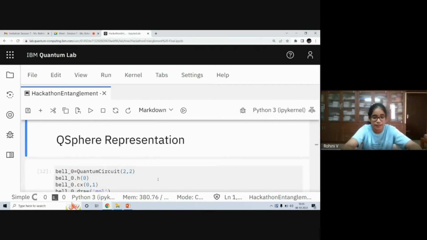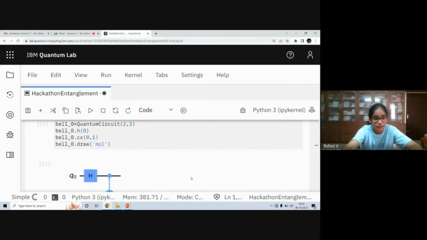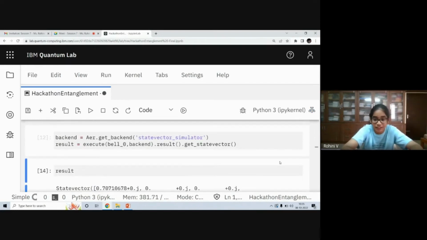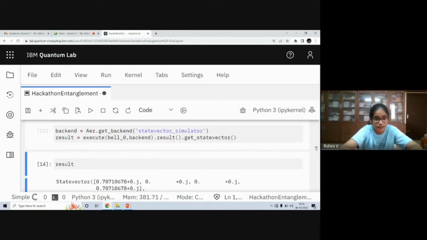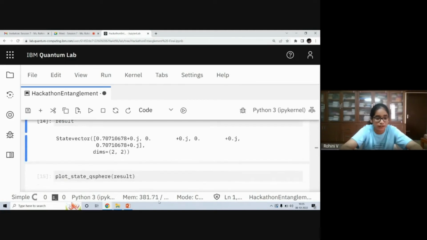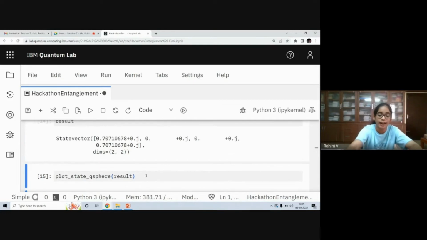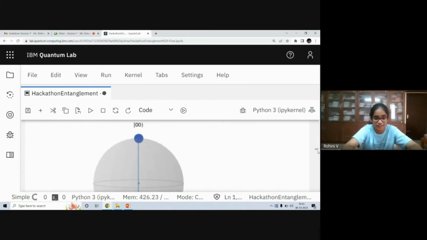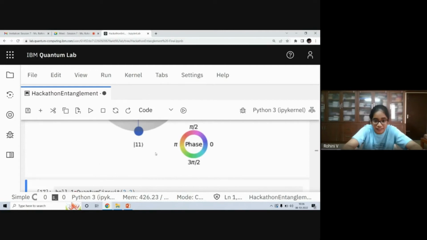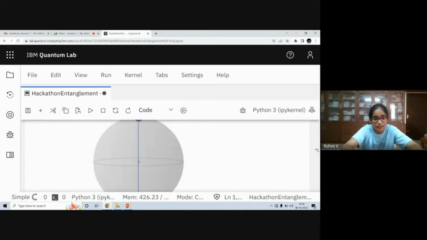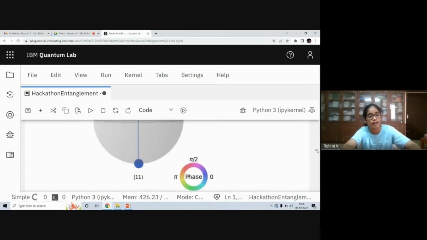So this is the Q sphere representation, and we are again going to run the four codes for the four Bell states. Now this is the state vector result of Bell state 1. This is the code for plot state Q sphere, and if you run it, our hero is here. We have the Q sphere result. Here you can see the phase. For 00 and 11, the first Bell state, we don't have any phase change.